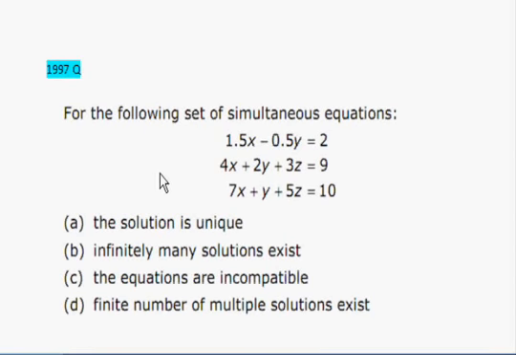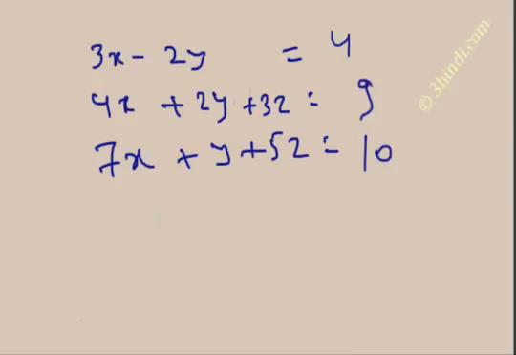This is the 1997 question. For the following set of simultaneous equations, I need to find out whether the solution is unique or no solution exists. I have already explained how to check this. You need to find the determinant value of A and K, and if the rank of A is 3, then definitely there is a unique solution. You can simplify by multiplying by 2: 3x minus 2y is equal to 4. This is the simplified form of the equation.